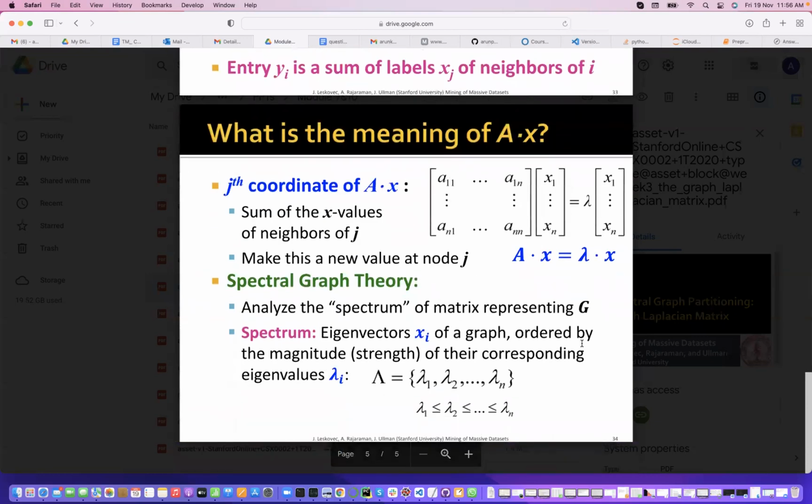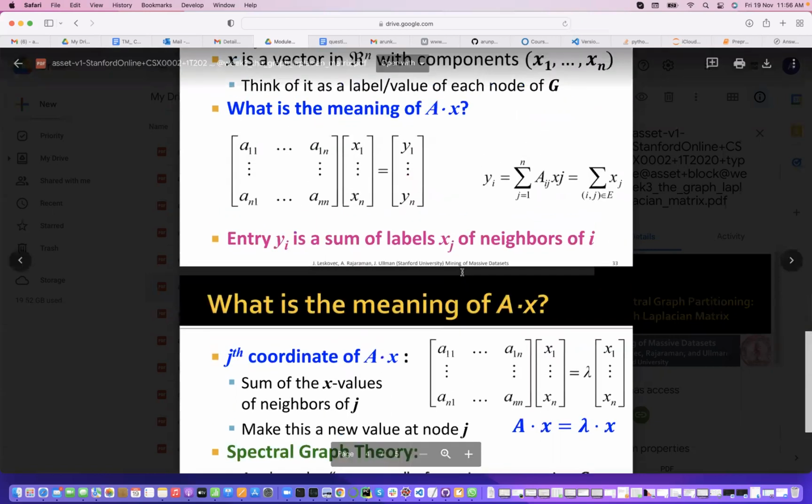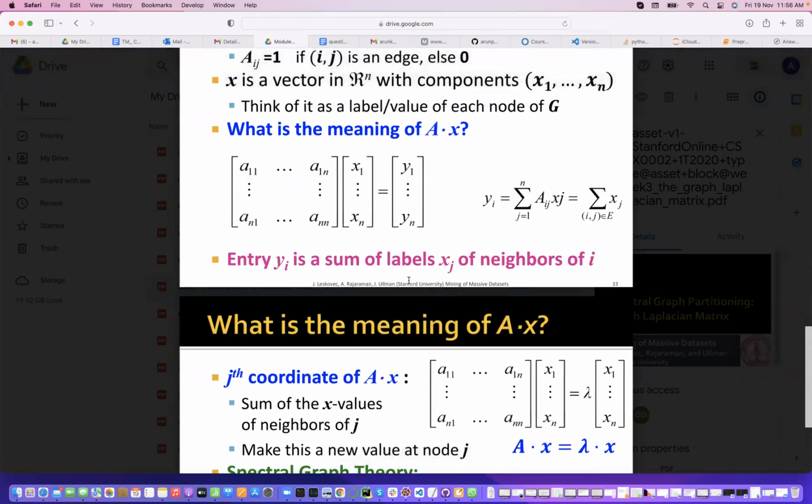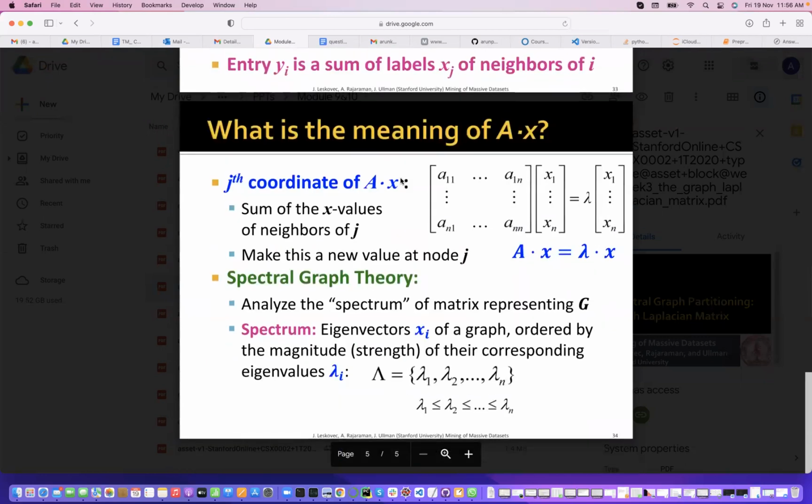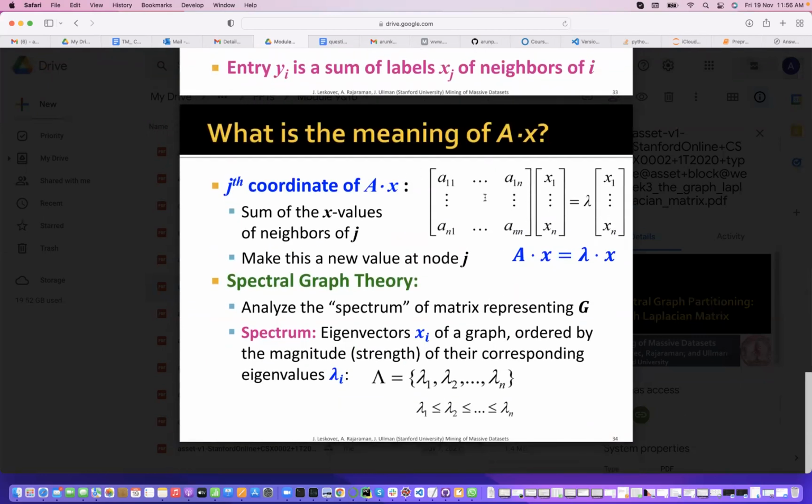Then what is the meaning of Ax? The jth coordinate of Ax is the sum of the x values of neighbors of j. Then make this a new value at node j. That is nothing but y1 to yn are the new values. After multiplying with this matrix, we are getting new values. New values are the summation of neighbors of each node. Whenever you get a matrix, you multiply Ax, then you get new values. That new value you represent as lambda x. So Ax equal to lambda x.